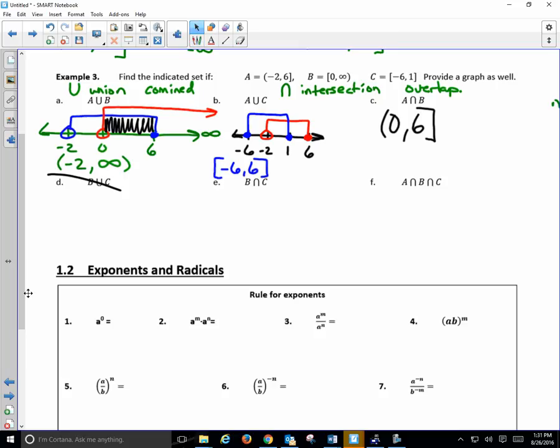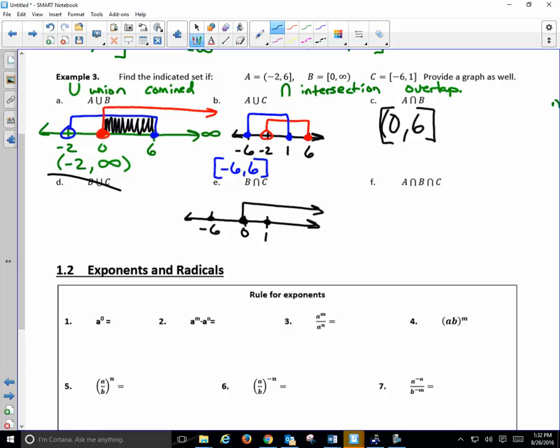You try E. B intersect C. Oh, I made a mistake. You're absolutely correct. You have a bracket there. Should come up with 0 to 1.